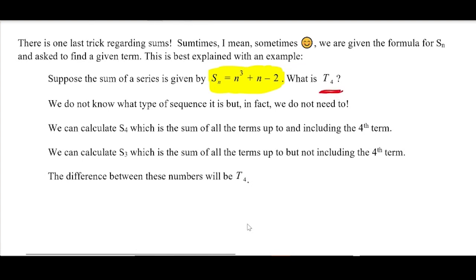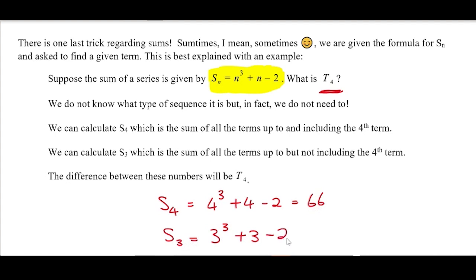Right. Now, there's a clever little idea here. If we worked out S4, in other words, we put 4 into this equation, we're going to get 4 cubed plus 4 minus 2. We actually get 66. If we work out S3 by putting 3 into this equation, 3 cubed plus 3 minus 2 equals 28.